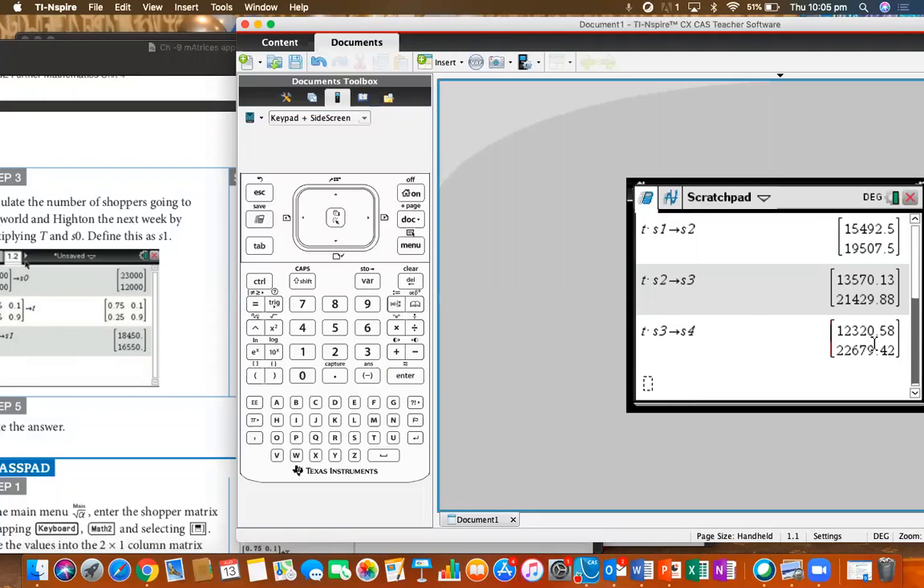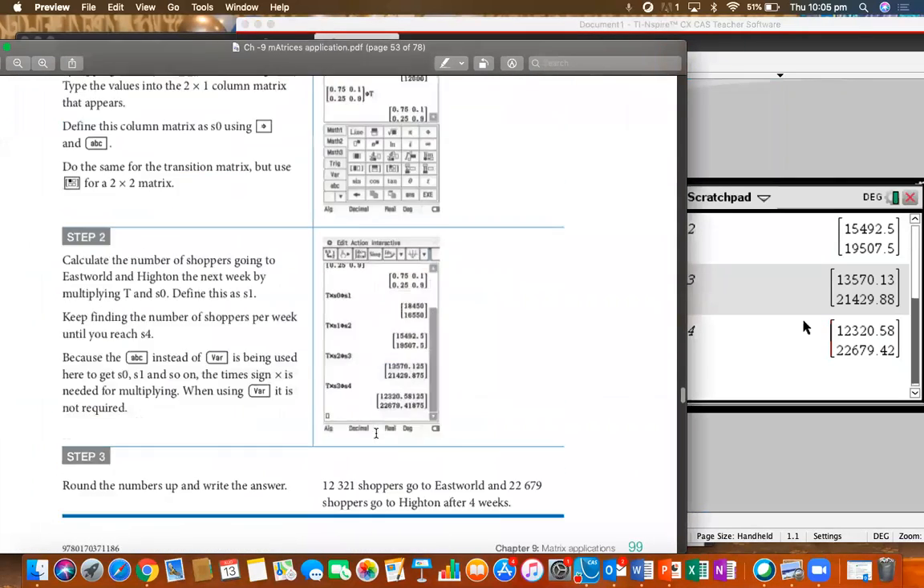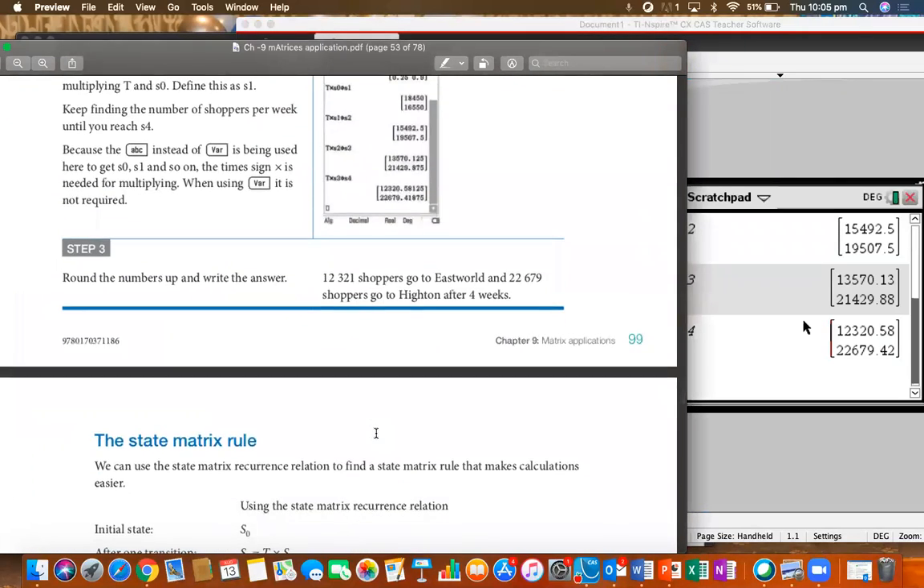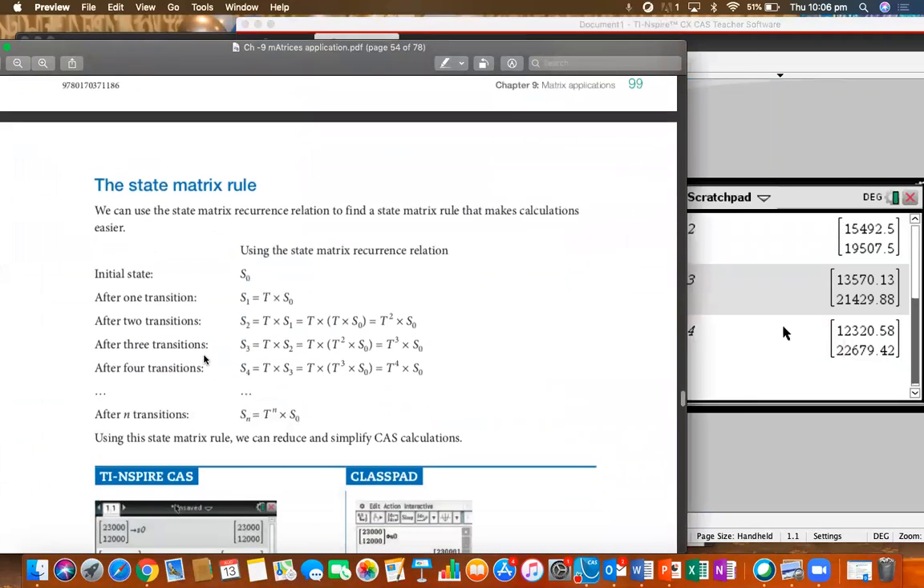So that is the value. So that's your answer. So that many shoppers will go to Eastwood after 4 weeks, and that many will go to Highton. So it's pretty easy. All the step-by-step instructions are given in your book. So we just rounded it off, 1, 2, 3. So you can see the same answer we have got here. Okay.